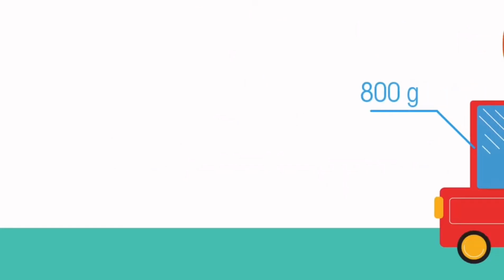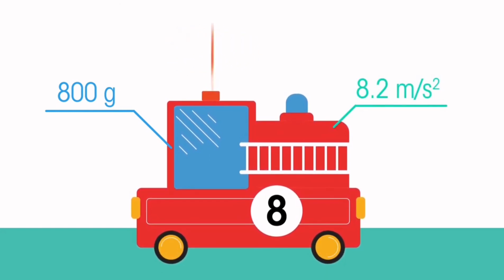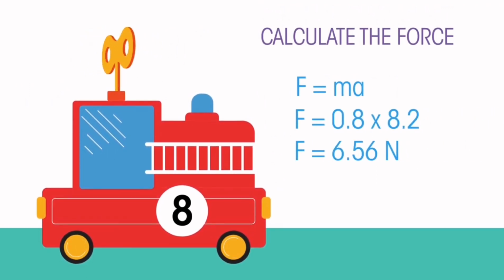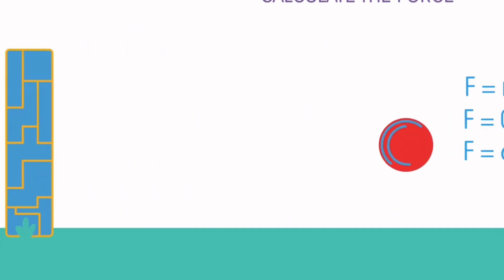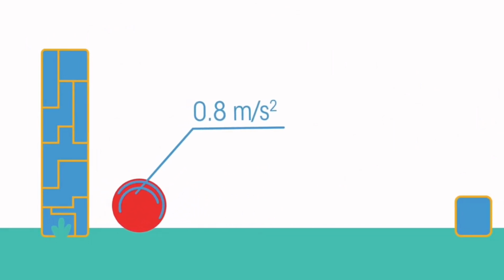Now calculate the force required to make an 800-gram toy car accelerate at 8.2 meters per second squared. Take care with the units. And calculate the mass of an object accelerating at 0.8 meters per second squared when a resultant force of 200 newtons acts upon it.